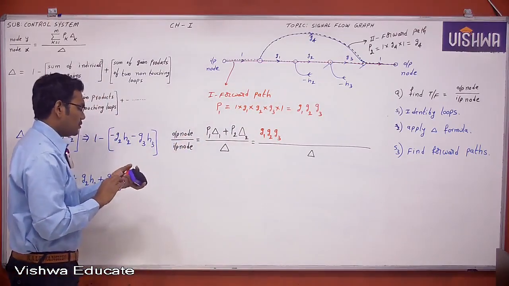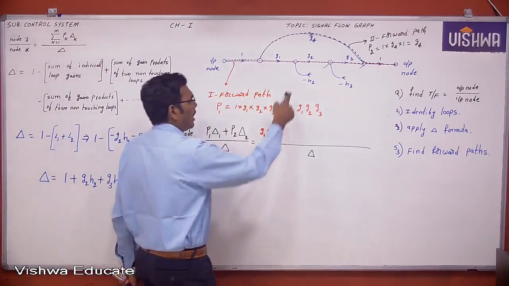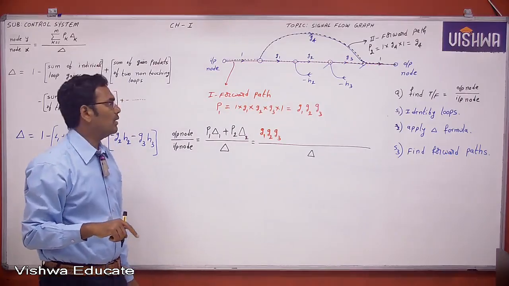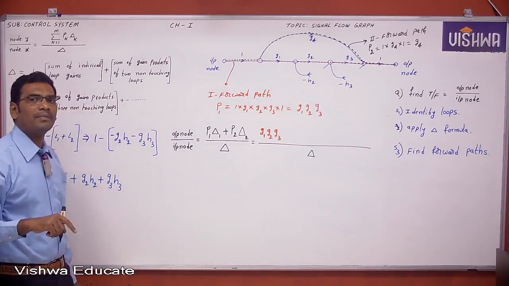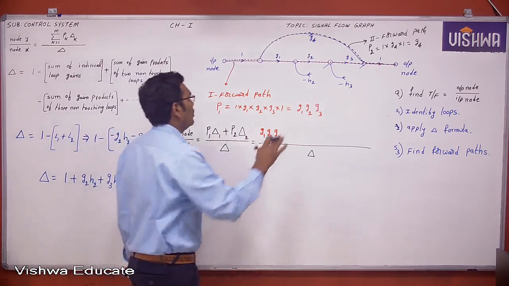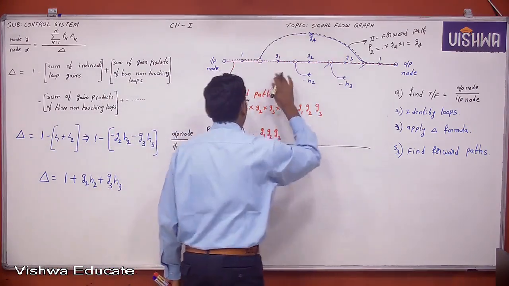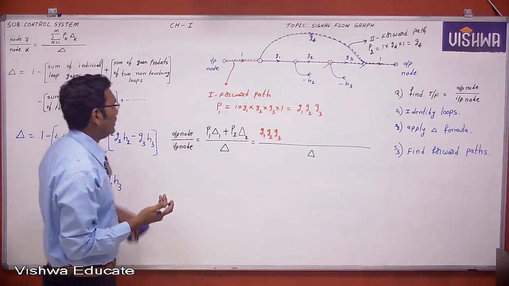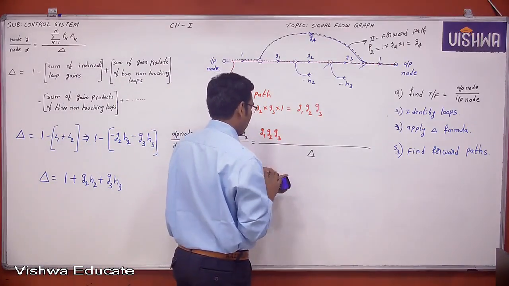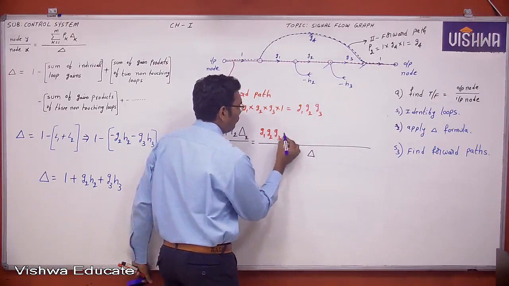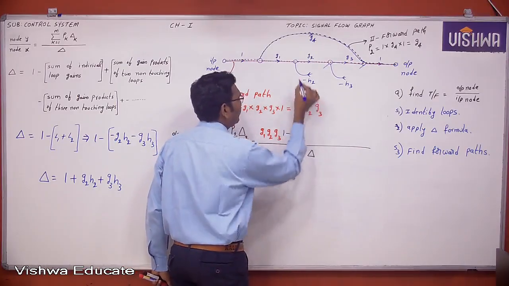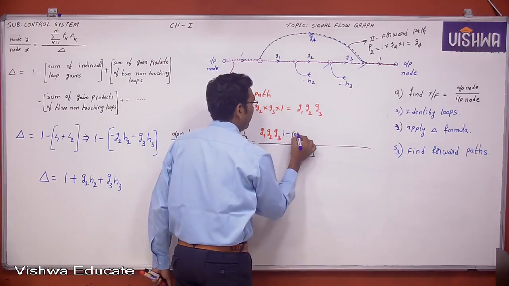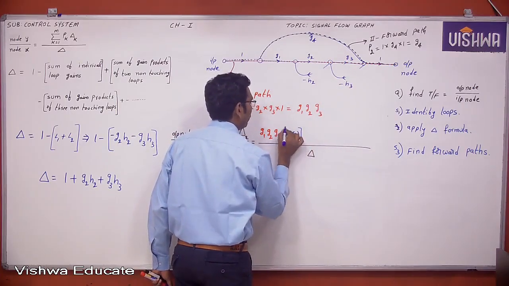Okay, so now is there any other loops? After removing these loops, are there any other loops present in the signal flow graph? No. So there are no other loops here. Therefore, delta 1, or delta K, is nothing but 1, which means now apply the formula 1 minus the sum of individual loops. Is there any other individual loops after removing this? No. Therefore, 1 minus 0 is equal to 1.